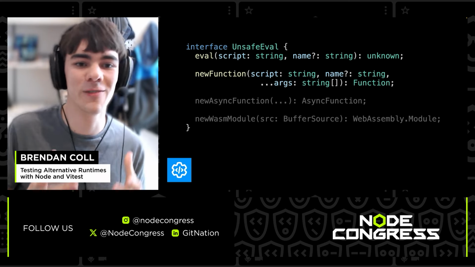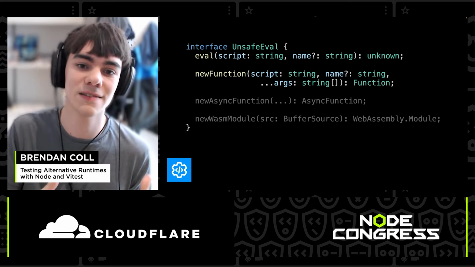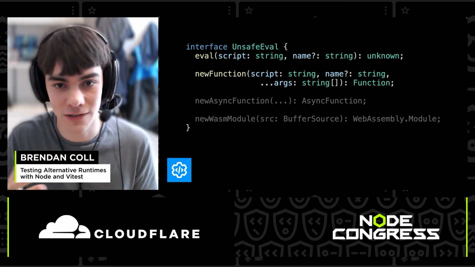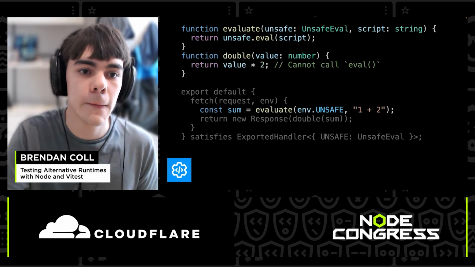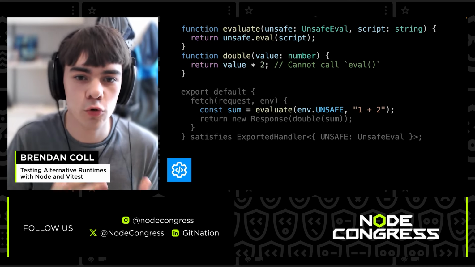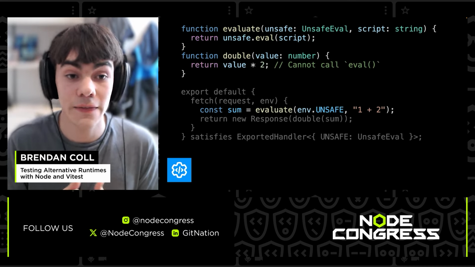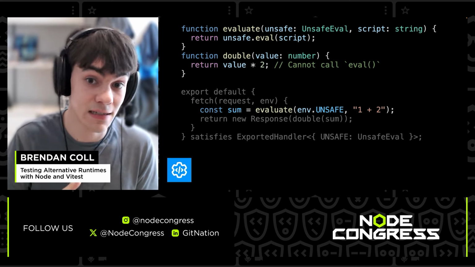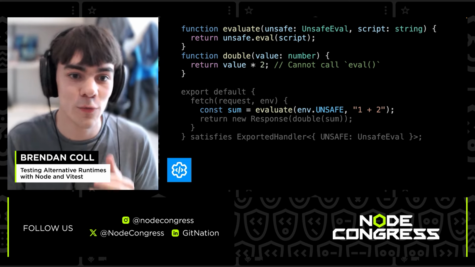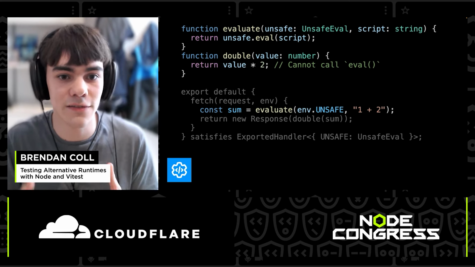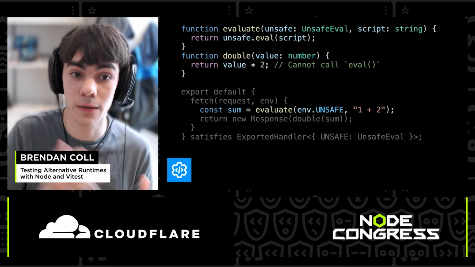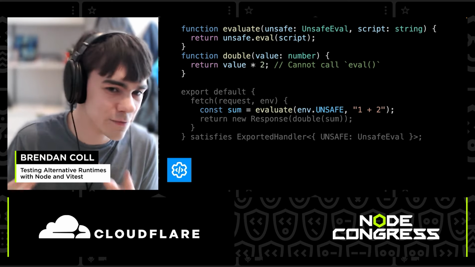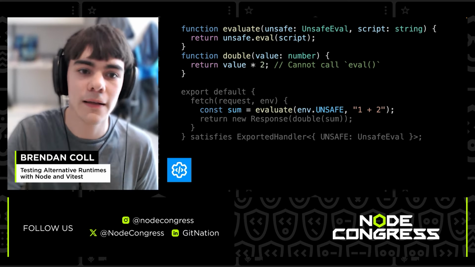To solve this problem, we added a new type of local-only unsafe eval binding. This allows you to call indirect eval, or the new function constructor, or a couple of other things as well. And by adding this as a binding, we can control which code has access to eval. This is very important for tests, as we don't want code that relies on eval to pass tests locally, but fail when deployed. We can see in this example, we're passing the unsafe eval binding to the evaluate function, but not the double function. So only evaluate can call eval. This is a very basic form of capability-based security if you're familiar with that.